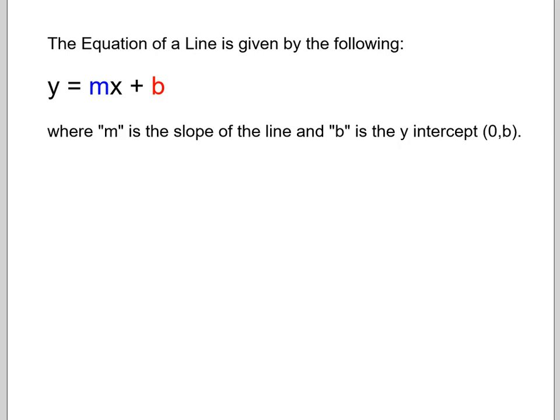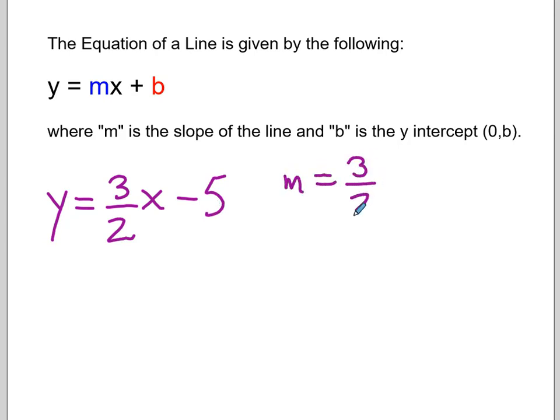So let's just do a quick refresher. If I have y equals 3 over 2x minus 5, then my slope is 3 over 2, and my y-intercept is (0, -5). And you want to get in the habit of writing those things down that way. So as soon as you see this form, write the information down so that you can utilize it. Write the slope, write the y-intercept in coordinate form, very important.